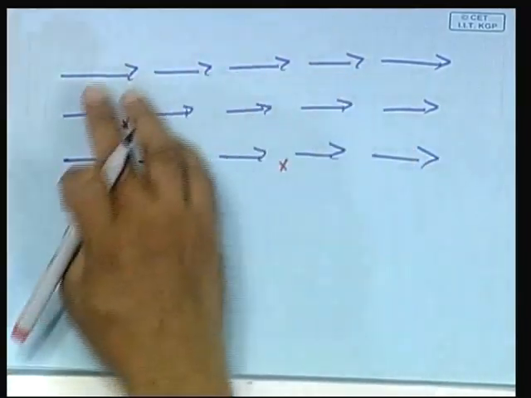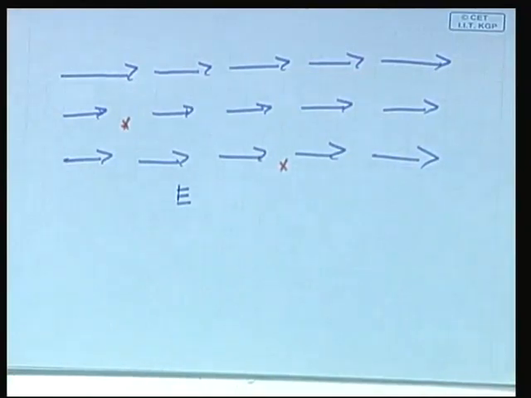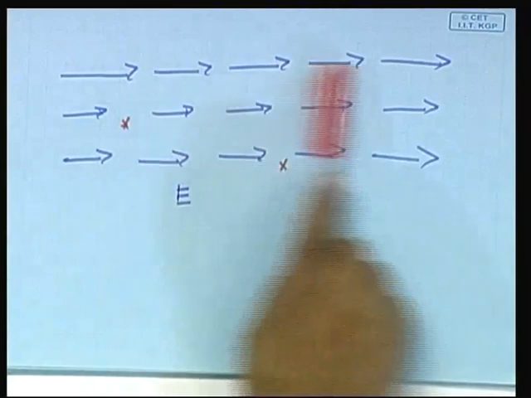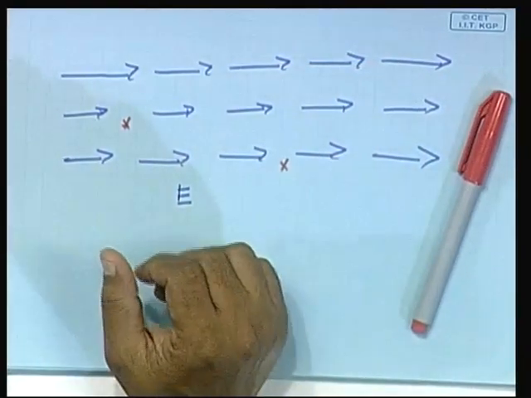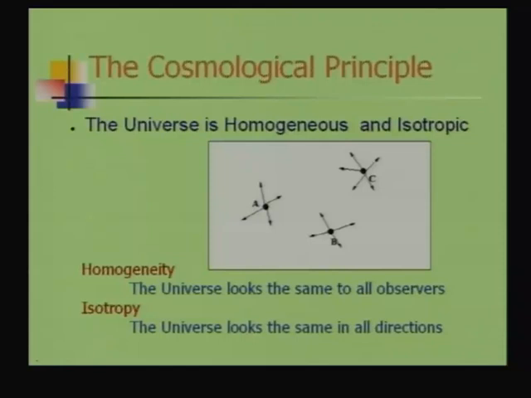So wherever I sit in this electric field, I will see exactly the same thing. That is what we mean by homogeneity. It is exactly the same at all positions. Now let us come to the next point, which is isotropy. By isotropy, what we mean is that the universe should look the same in all directions. Let us consider this observer A over here. For this observer, the universe should appear the same in all directions, whether this direction or this direction, the whole universe should appear the same. That is what we mean by isotropy.